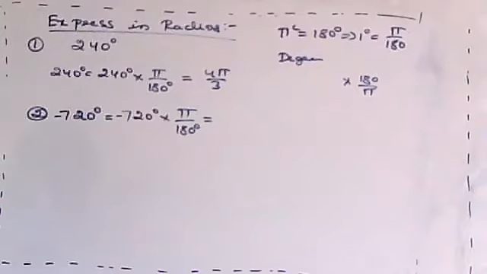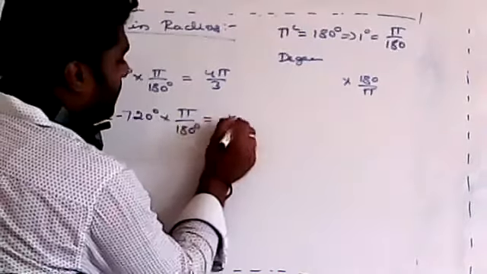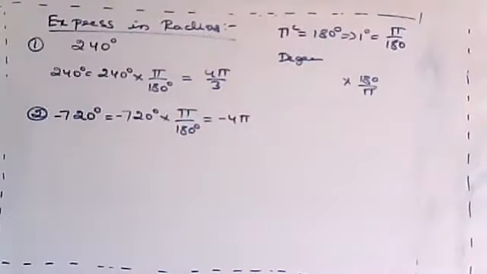Yes, now it is correct. That is what? Minus 4 pi. Good. Minus 4 pi. Okay.